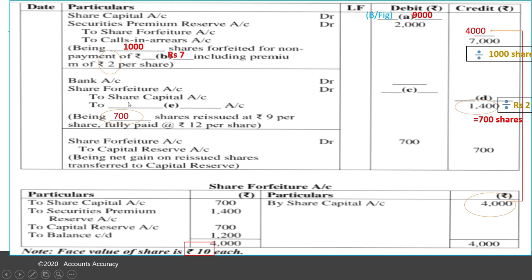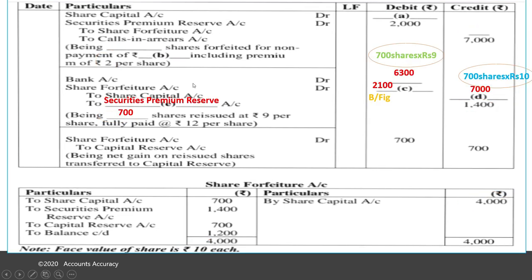Once you know that 700 shares have been reissued, you can also find out the total amount which has been received on reissue of shares, because it's been given that it was reissued at rupees 9 per share. So 7 9s are 63. That means 700 shares into rupees 9 is 6300. So this is the amount the company received on reissue of shares.